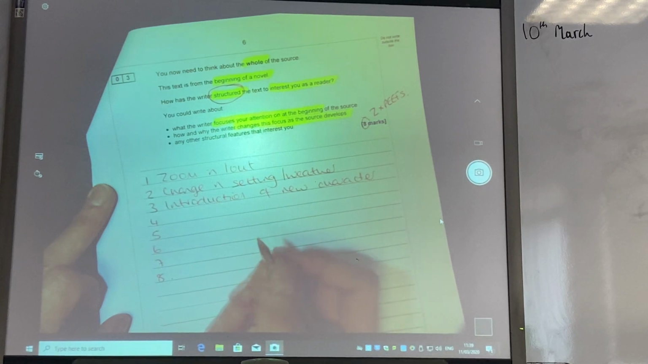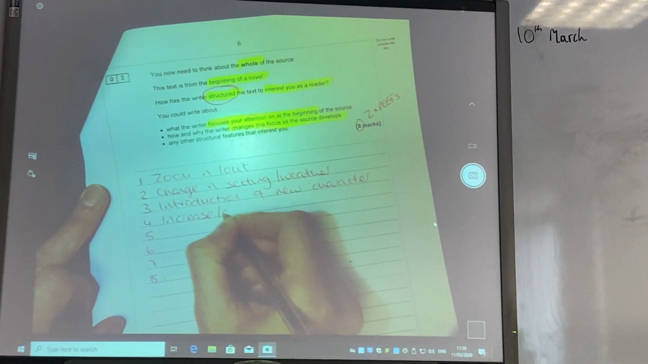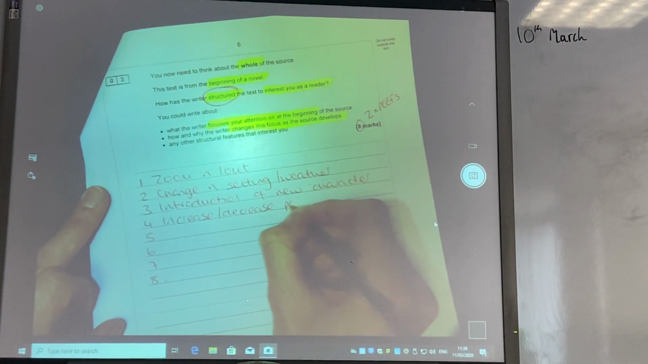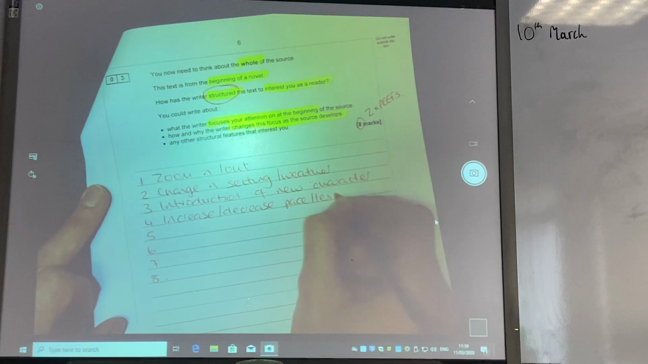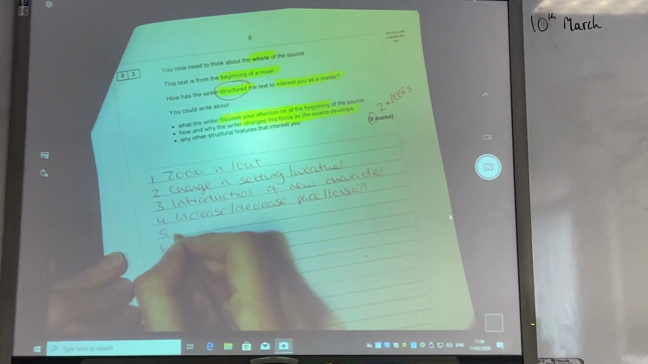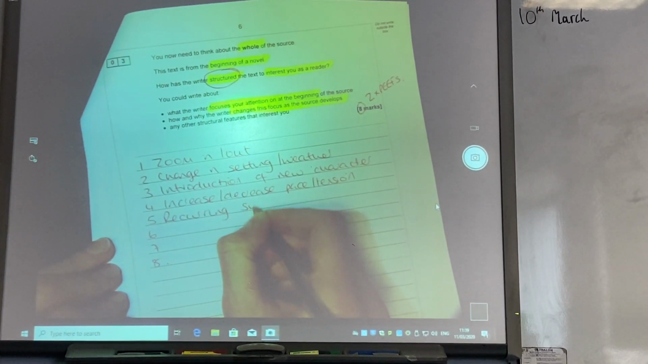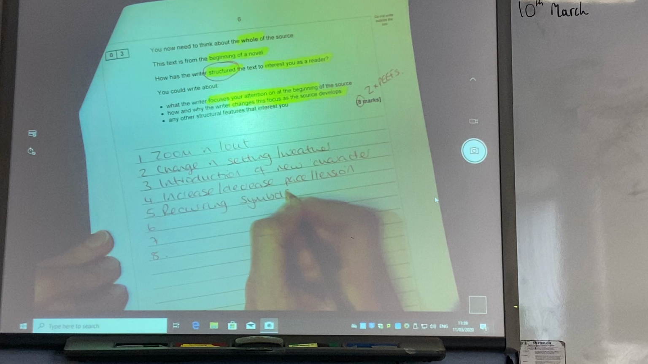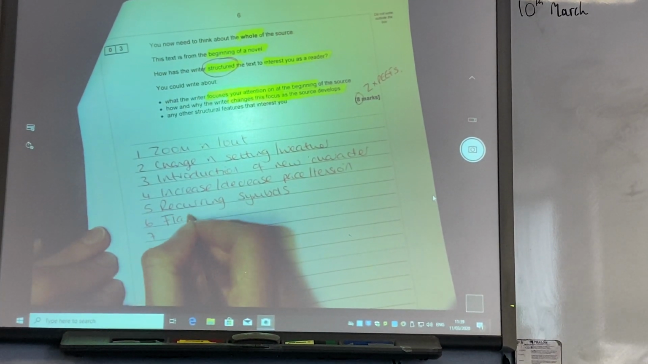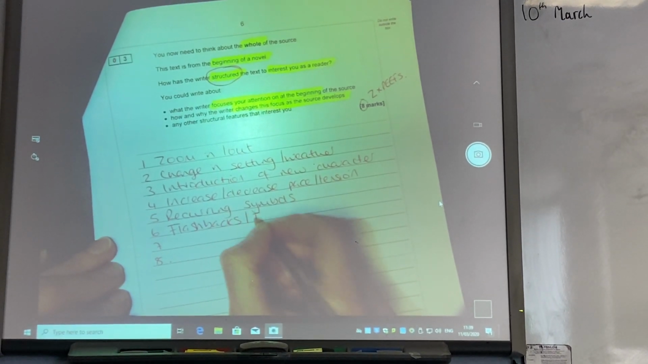What else have we got? We could have increase or decrease in pace or tension. We could have recurring symbols or images. What else have we got? We have got flashbacks and foreshadowing.